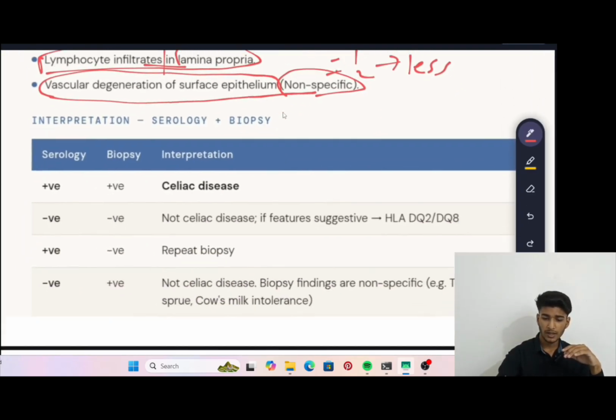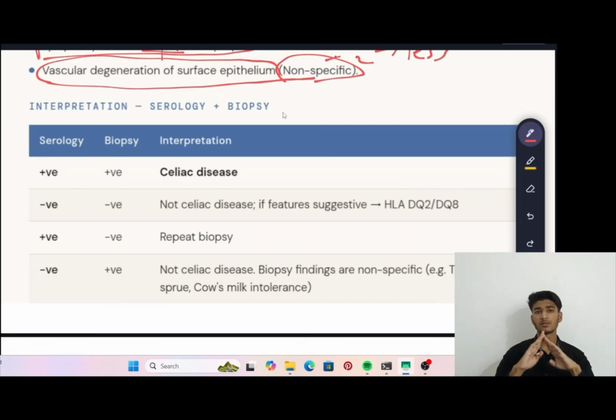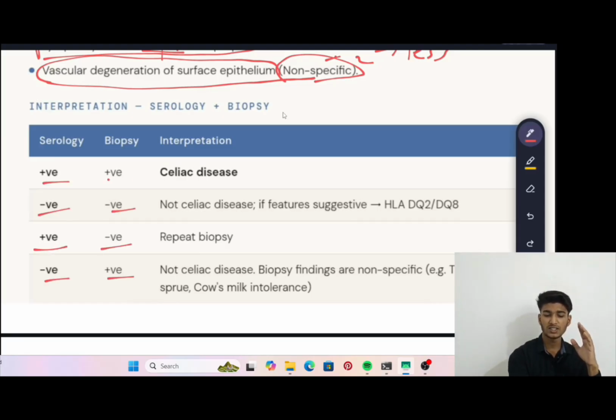What will be your interpretation? There are four conditions: serology positive, biopsy positive; serology negative, biopsy negative; serology positive, biopsy negative; and serology negative, biopsy positive. With the help of these four conditions, you will predict if the patient is suffering with celiac disease or not. First of all, if serology is positive and biopsy is positive, he is surely suffering with celiac disease. There is no doubt in this.